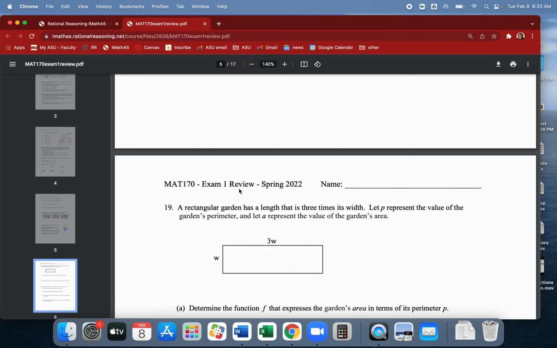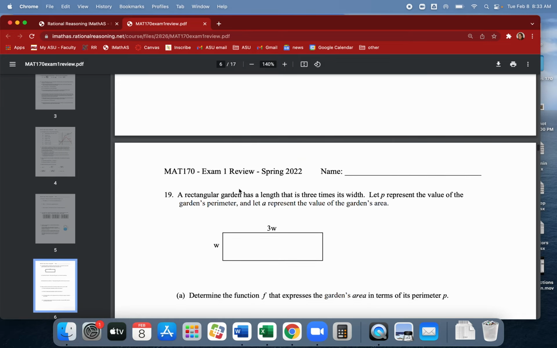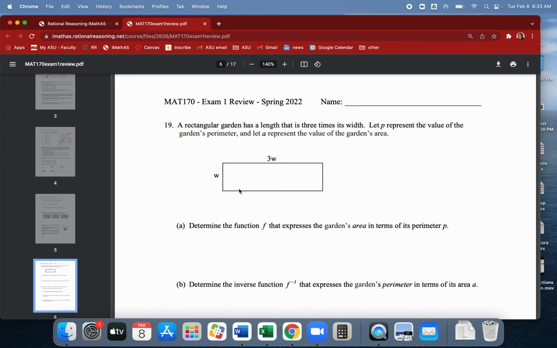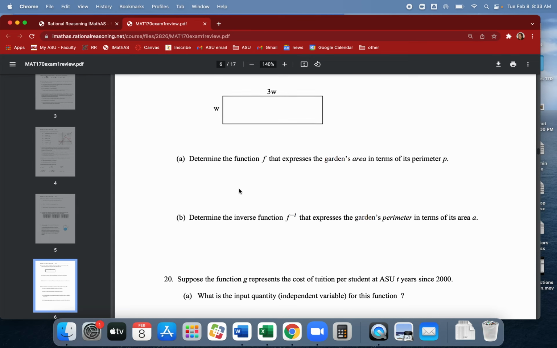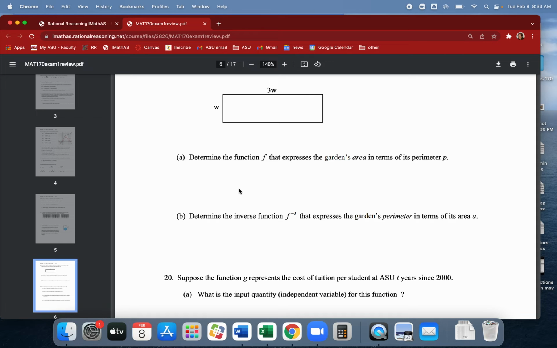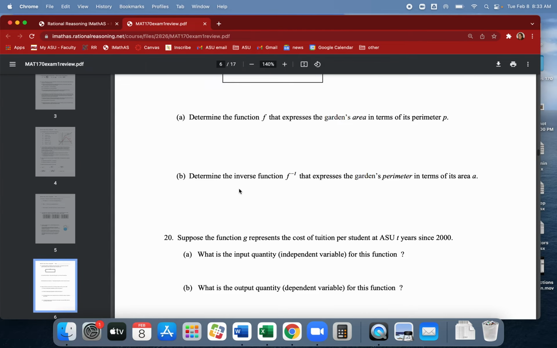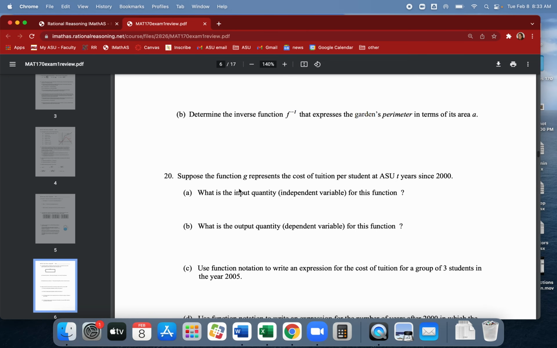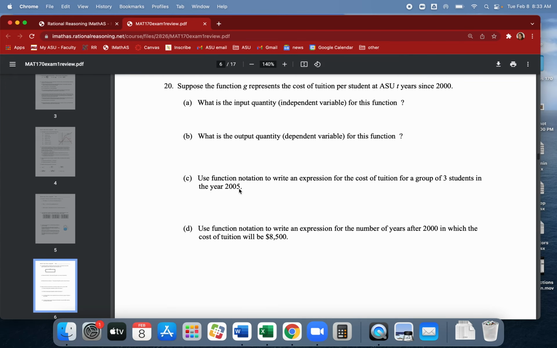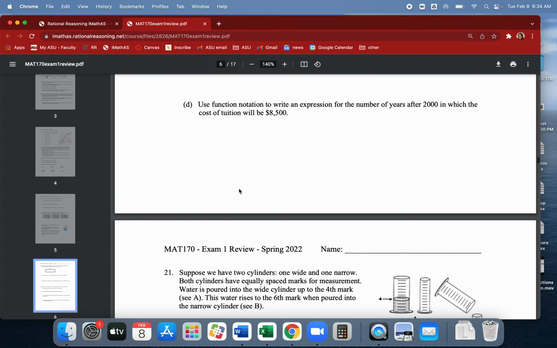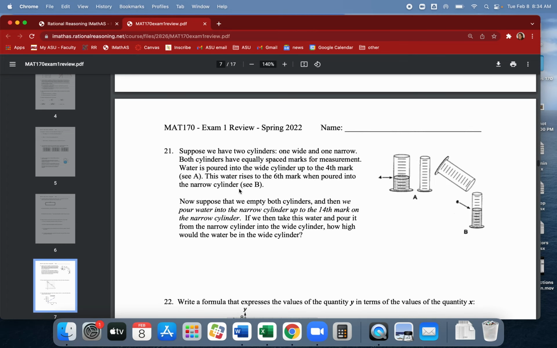Trying to think if there's any other topics I haven't mentioned in the last 2 minutes. Express the area in terms of perimeter, express the perimeter in terms of the side length. Rewriting formulas, independent versus dependent variables in a function, what's meant by those phrases, just terminology things. Writing things with function notation.